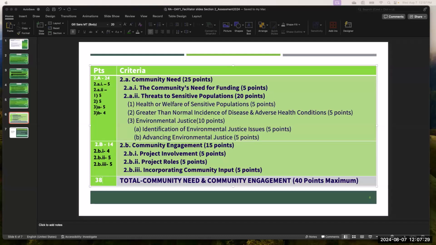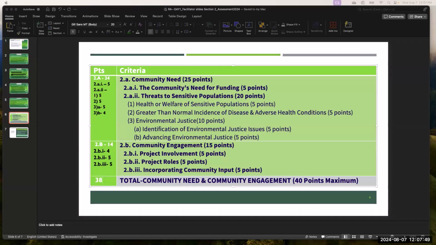For the greater than normal incidence of disease and adverse health effects, we gave full points for that. So overall for community need, we gave the full 15 points there.